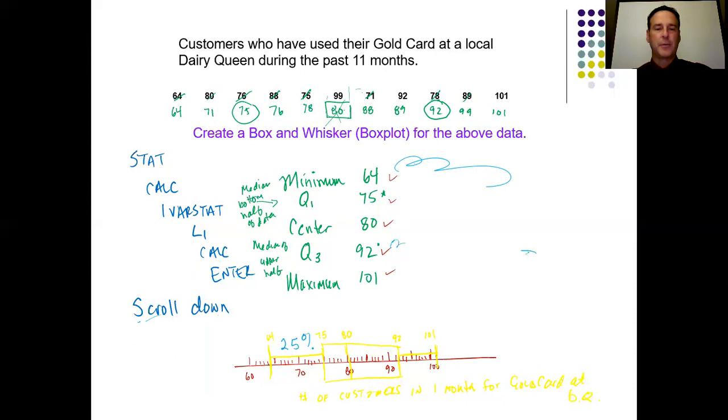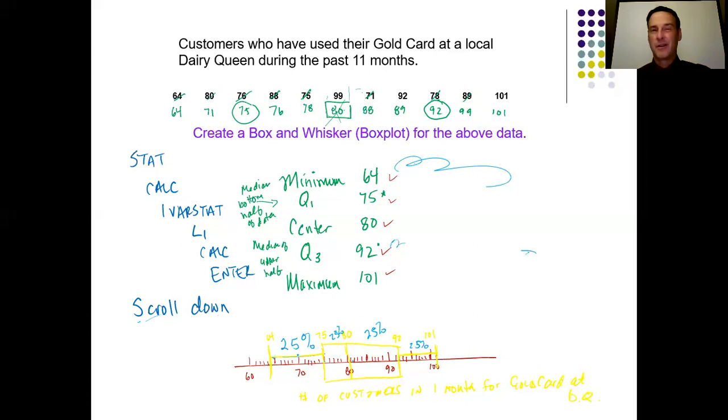Remember, quartile has the word quarter in it, and that means we have 25% of our data between 64 and 75. All right. This little area here is also 25%, the amount of data that you have between 75 and 80. Between 80 and 92, I have another 25% of my data, and between 92 and 101 is an additional 25%.